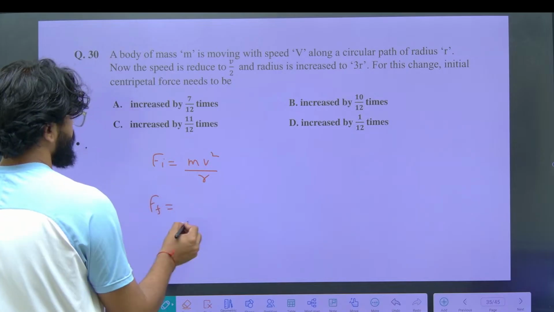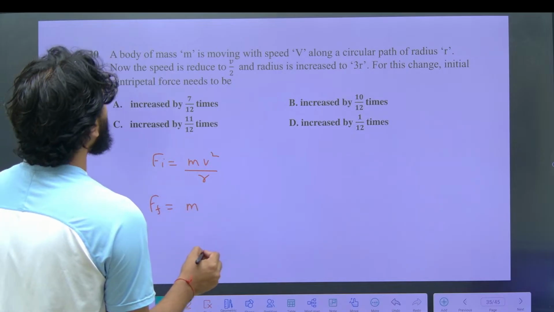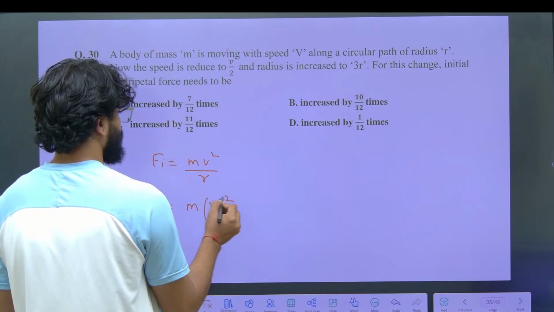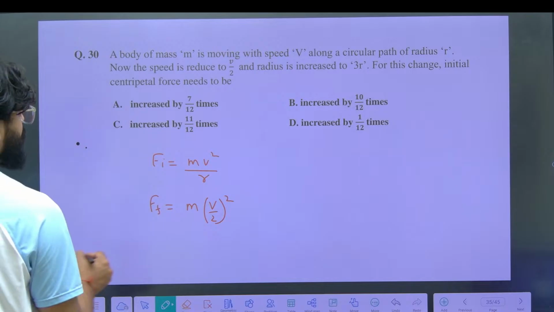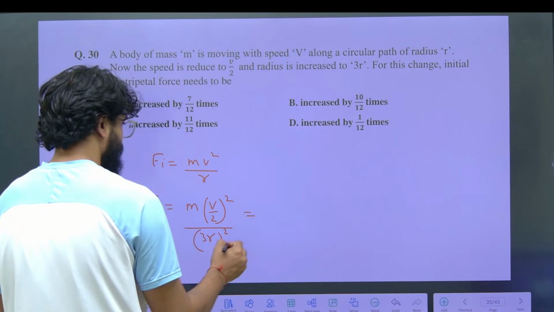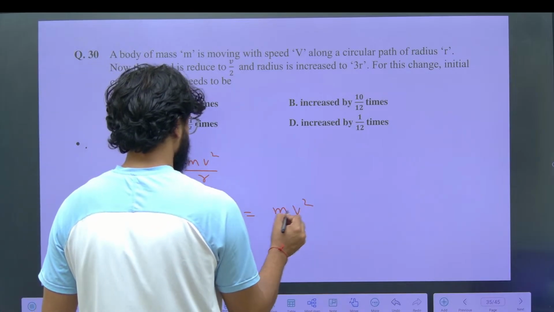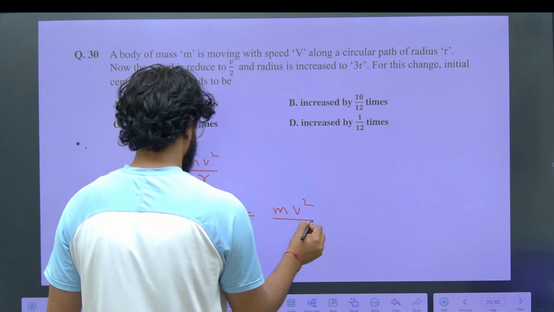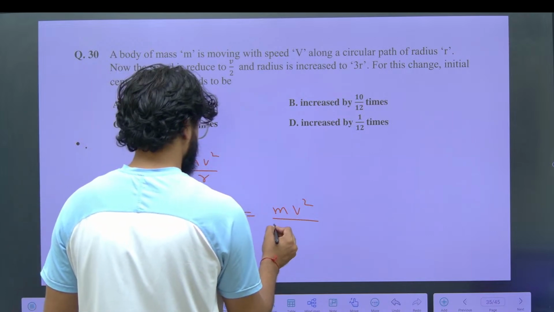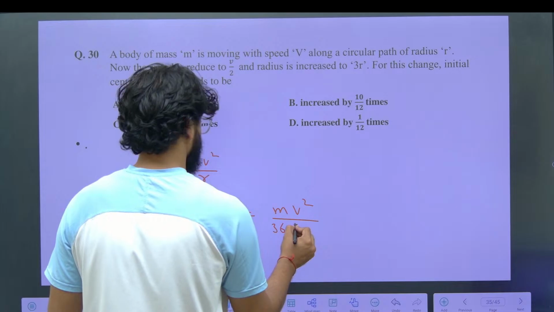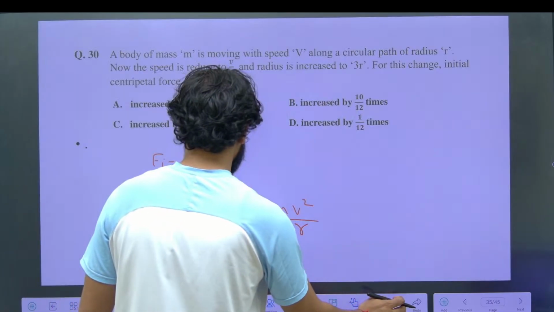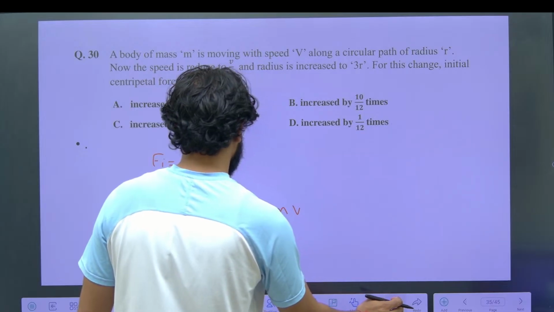F final is m into v by 2 whole square and 3r whole square, it will be m v square divided by 4 and 9, 36. Why am I doing it? Little mistake.